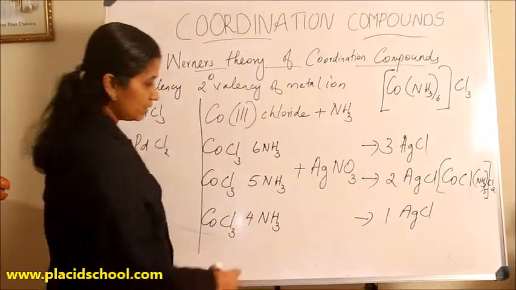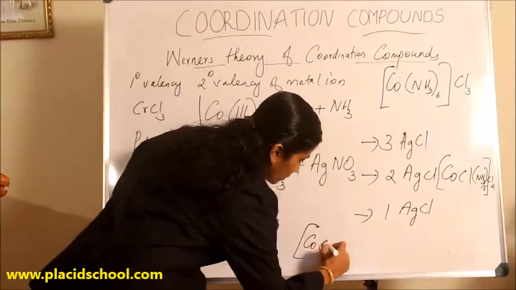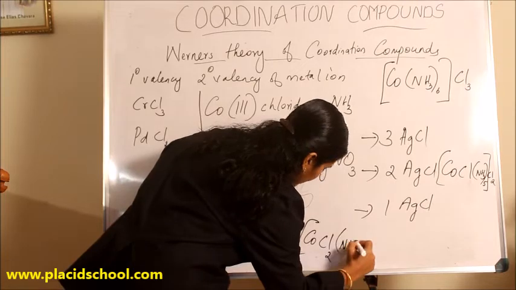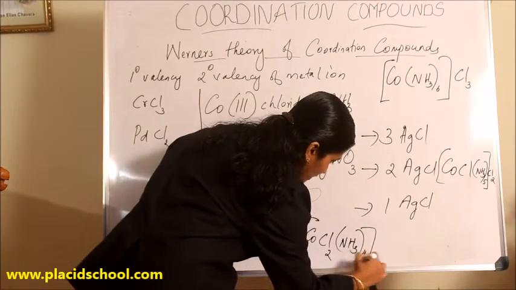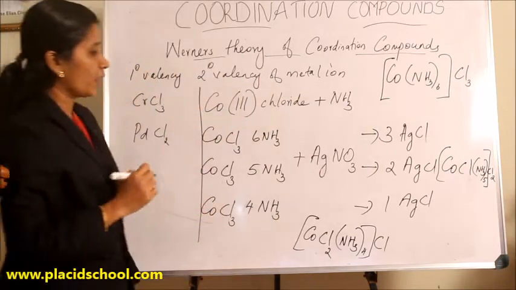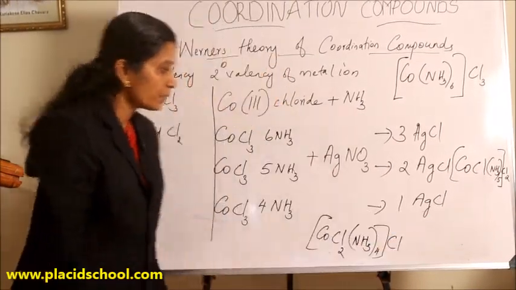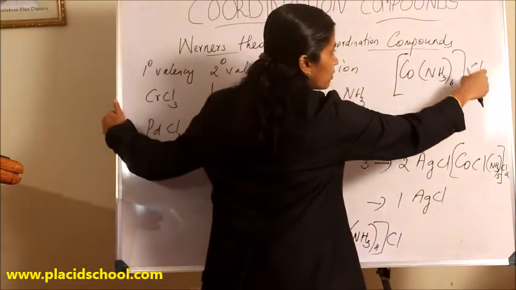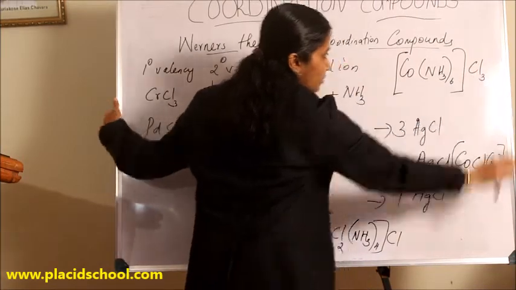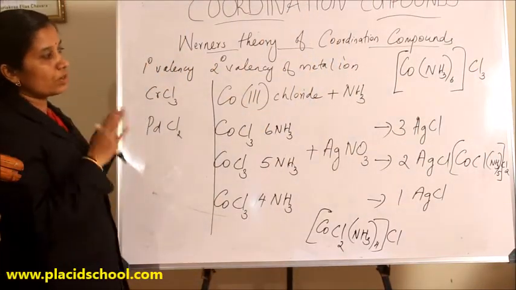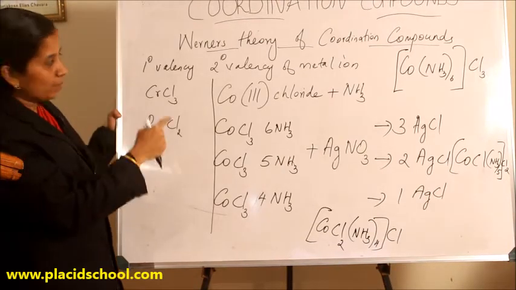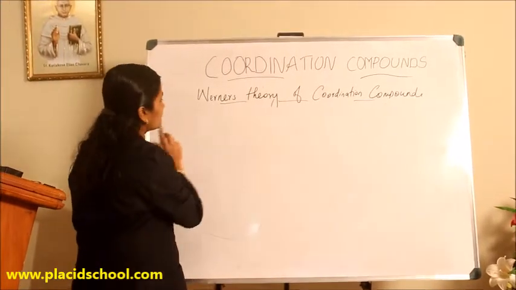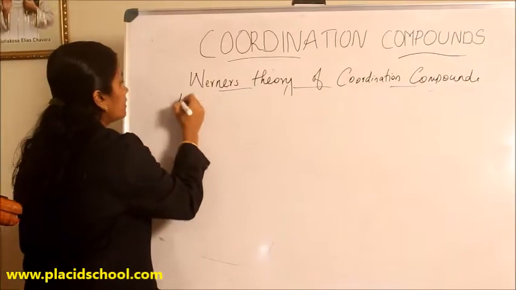In the third example, [CoCl2(NH3)4]Cl, only 1 chloride ion is present outside the coordination sphere. That means the species outside the square bracket is the ionizable part; inside the square bracket, it is not ionizable. Then he explained the primary valency and secondary valency. Based on the above experiments, I am explaining the postulates of Werner's theory.